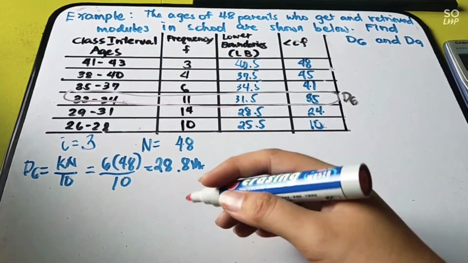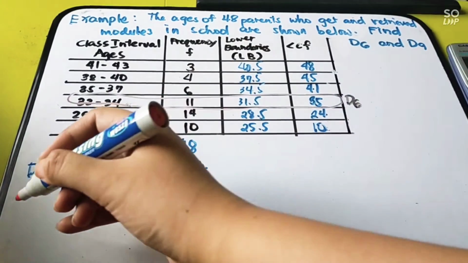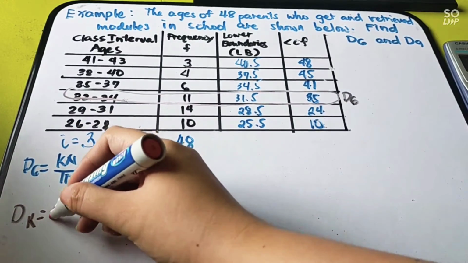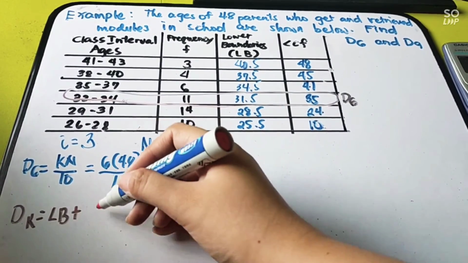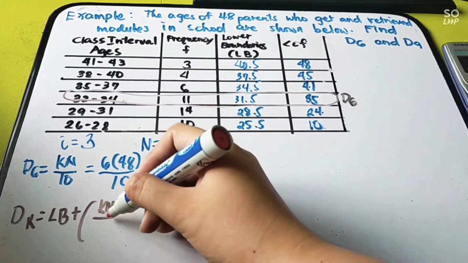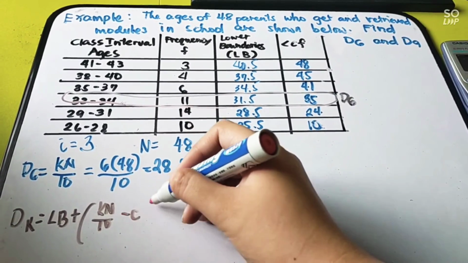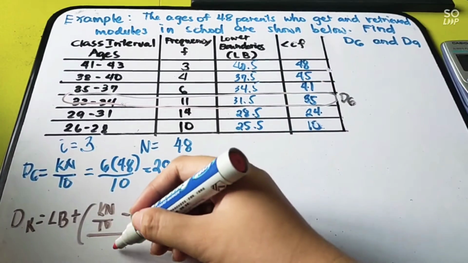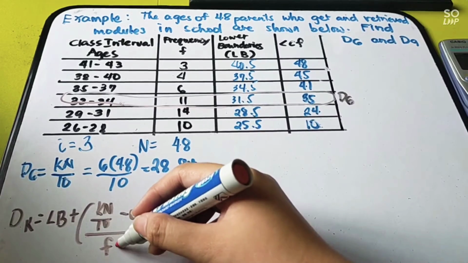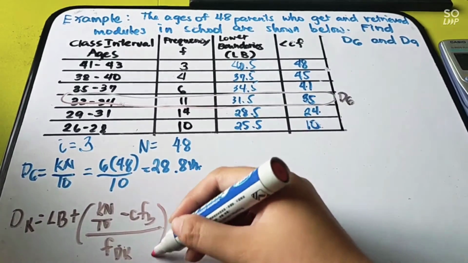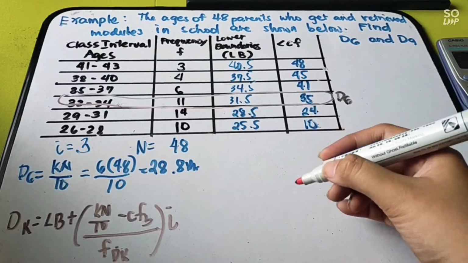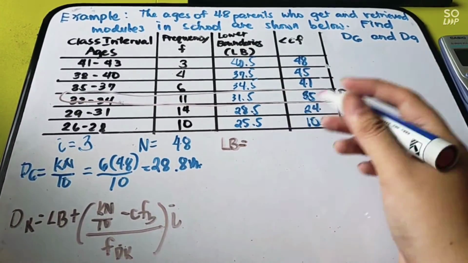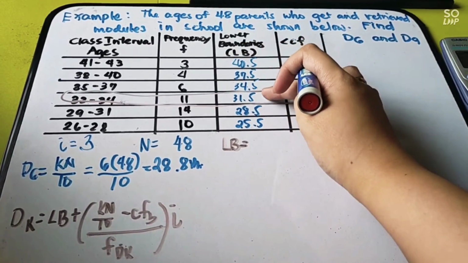Then, yung formula natin, kamukha lang din po ng formula natin kanina sa quartiles. So, we have D sub k naman. D sub k equals LB, lower boundaries, plus kn over 10, then minus CF before nung ating nakuhang deciles, then over frequency ng ating deciles, then multiply by I. So, yan yung formula natin. Let us have your lower boundaries. Ang lower boundaries mo sa D sub 6, we have here 31.5.